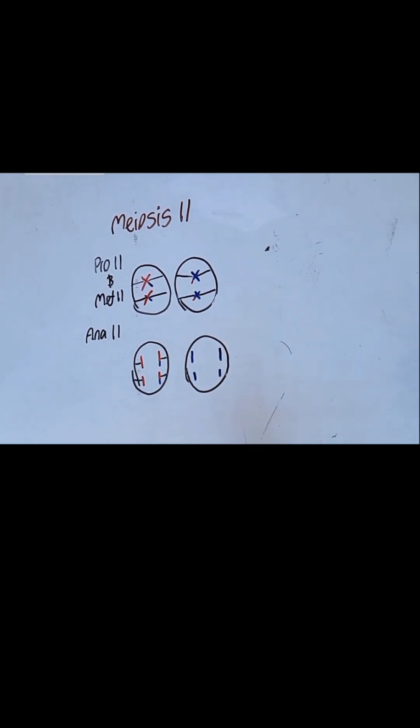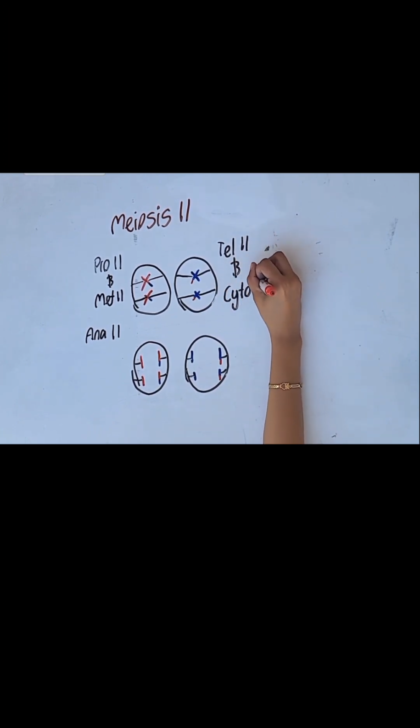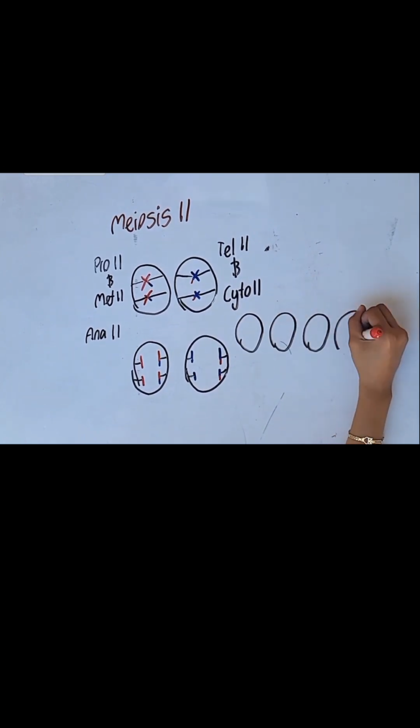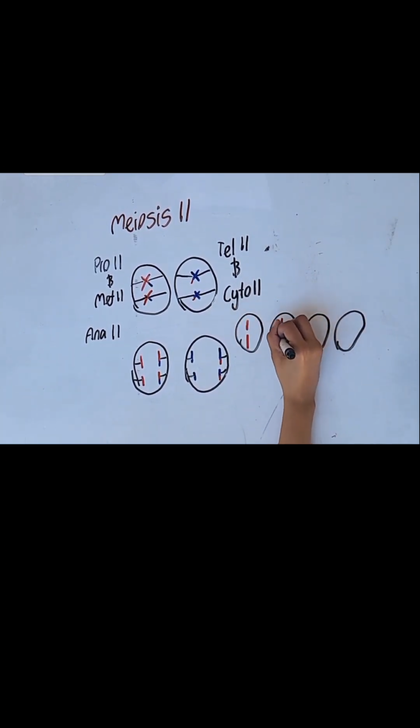During metaphase 1, they line up side by side. During anaphase 1, chromosomes don't split up, they move to sides of the cell. During telophase 1 and cytokinesis 1, they become two different cells.